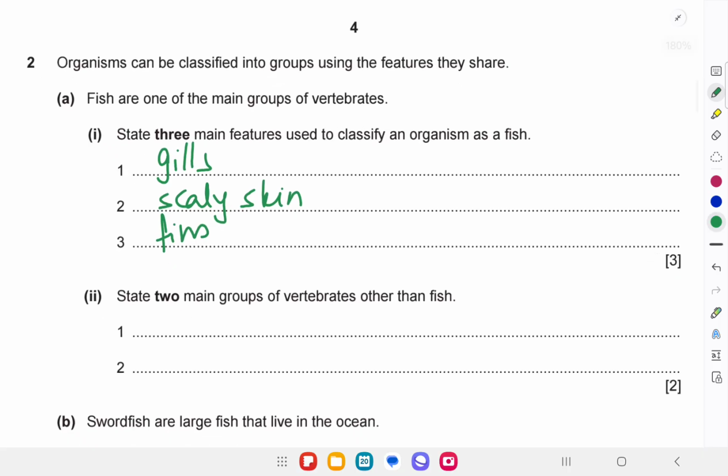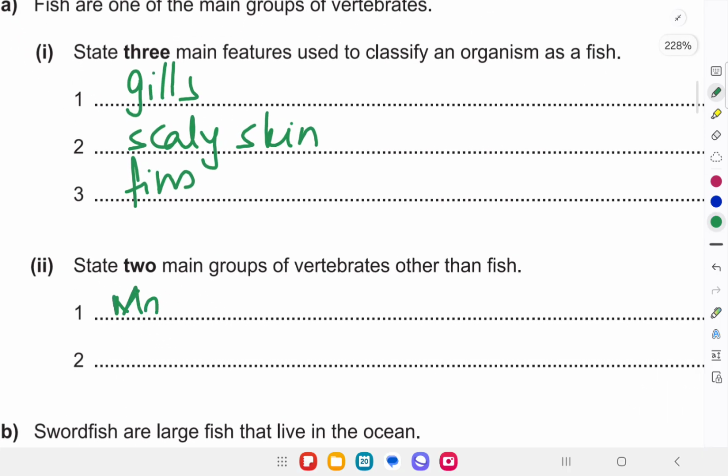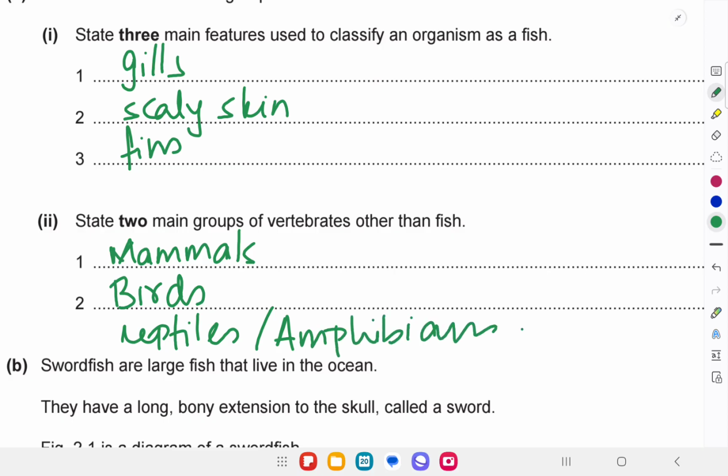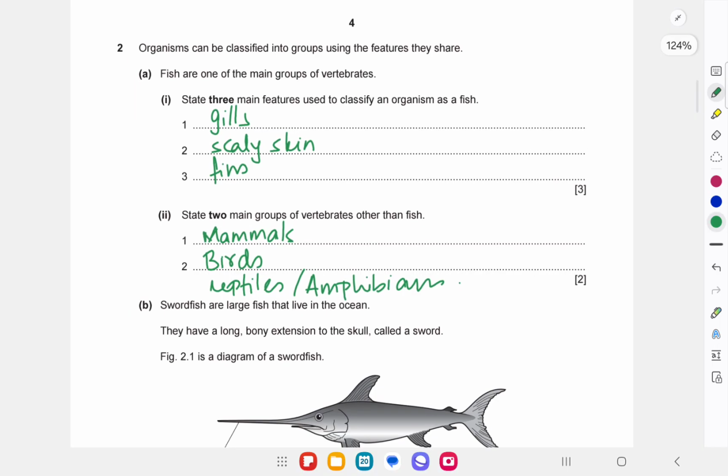State two main groups of vertebrates other than fish. So we have mammals, and birds, obviously. Or you can write reptiles as well. Or amphibians. If you write any two out of these four, you'll score full marks in this question.